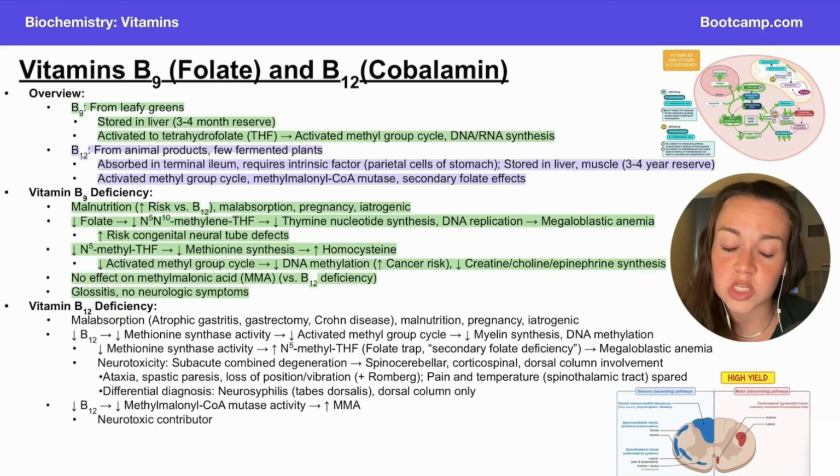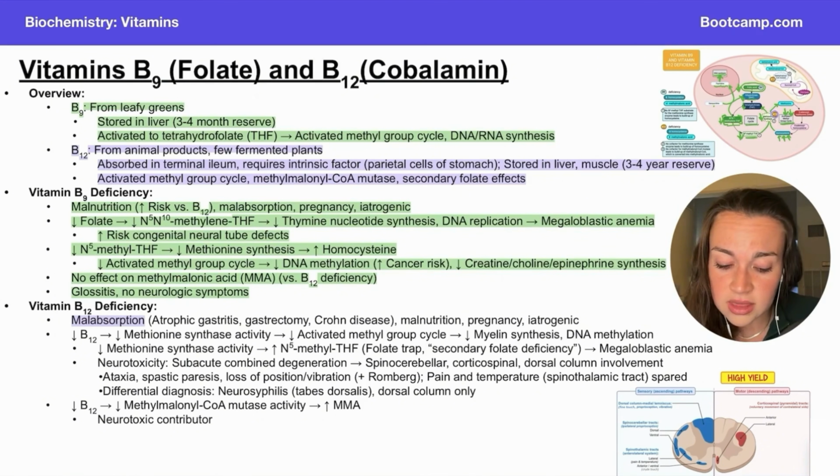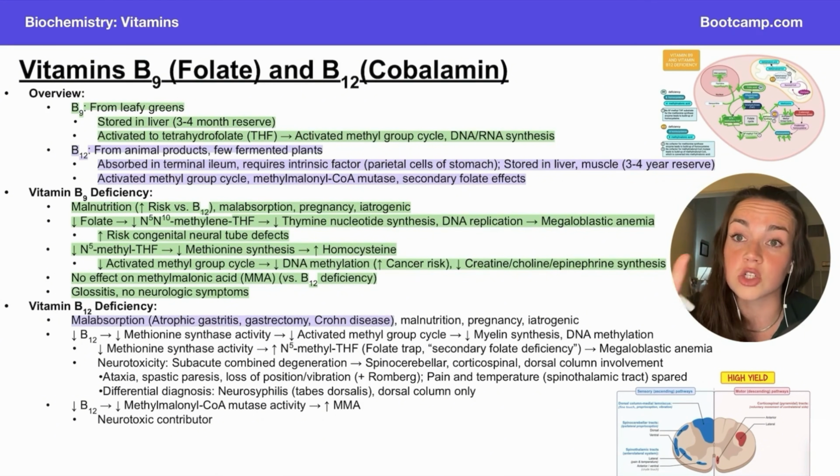Let's talk now about a B12 deficiency. This can come from malabsorption. And remember, the absorption of B12 requires not only a functional terminal ileum, but also intrinsic factor, which means functional parietal cells of the stomach. So anything from atrophic gastritis to a gastrectomy to Crohn's disease that affects the terminal ileum can all cause malabsorption.